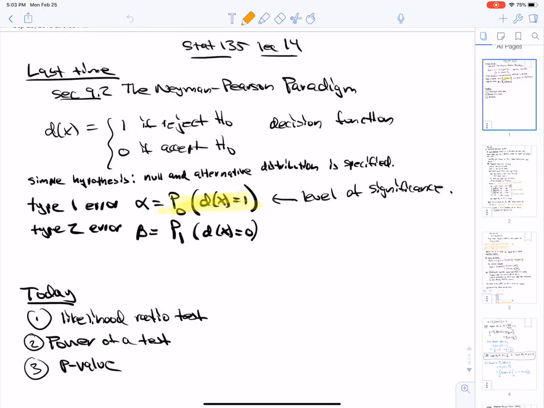Hello, it's Stat 135, Lecture 14. So last time we started doing hypothesis testing in the frequentist framework called the Neyman-Pearson paradigm.